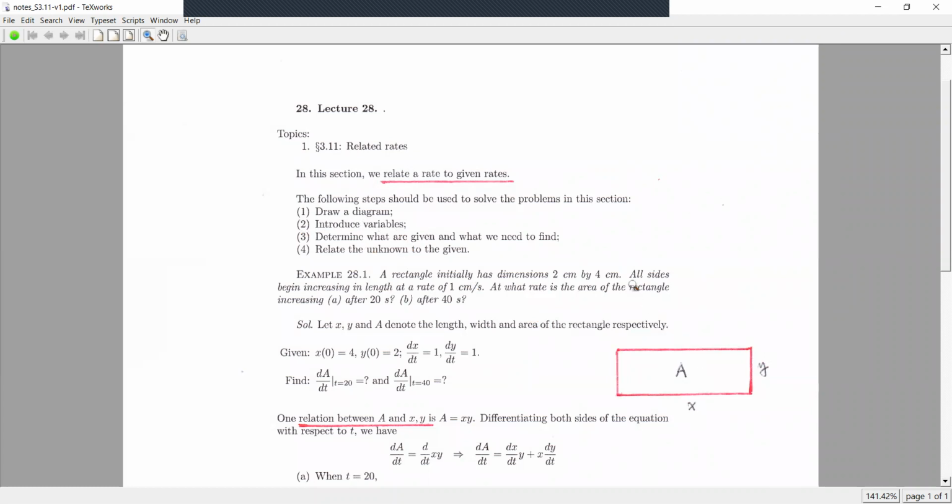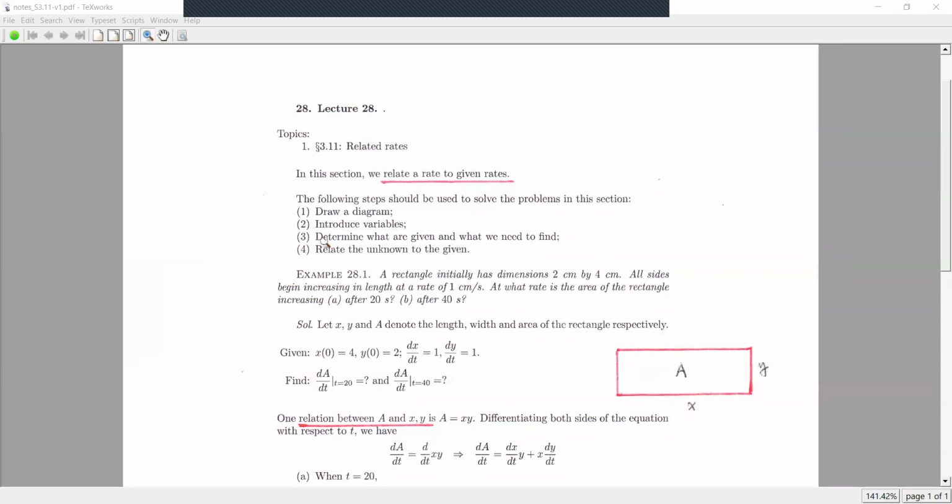Please note that all the 4 sides of the rectangle are increasing in length. Therefore, this rectangle is not fixed. The size of the rectangle is increasing. As a result, x, the length, y, the width, and a, the area of the rectangle, all are changing. x, y, and a depend on the time t. Therefore, they are functions of time t.